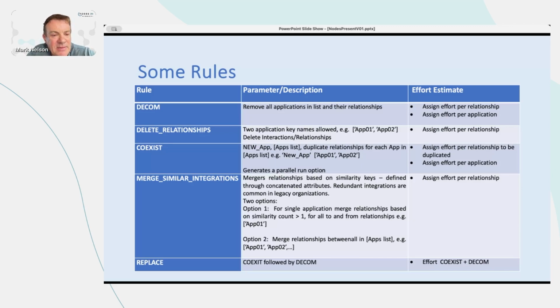Merge similar integrations is a method of removing redundant interactions. This requires you to build a key or a composite field which tells you what it would mean for an application to be duplicating an interaction. And you mostly see this in batch. So if it's the same consumer, provider, same pattern, same data object, same details, whether it's a financial or a non-financial transaction in finance or some other attribute, then you probably are duplicating an interaction. This is very common in batch, and replaces, obviously, a coexistence followed by a decom. So these are some rules that you can put together to build.